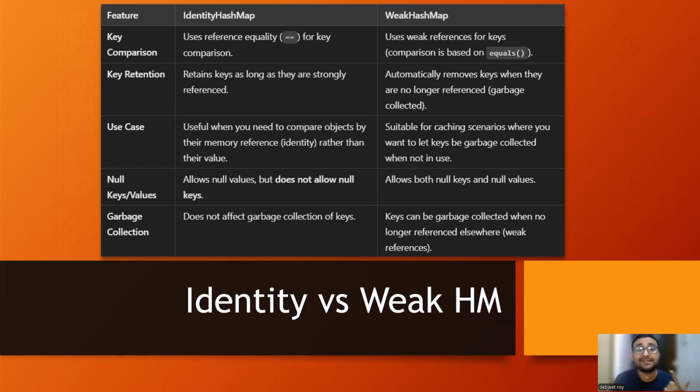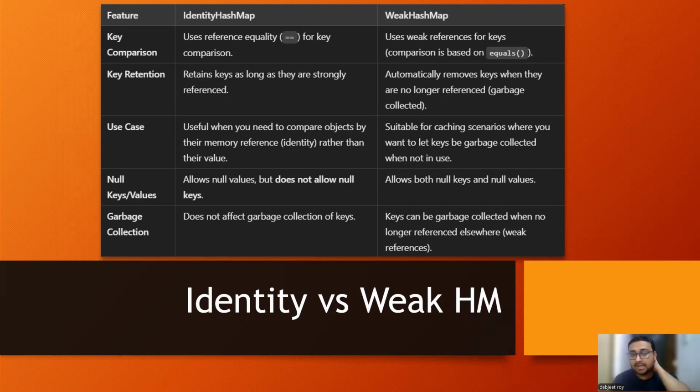Next, identity hash map retains the key as long as they are referenced. But weak hash map automatically removes the key when it is no longer referenced by any other object. So the garbage collector will come and remove that object from the heap if nobody is pointing to it. That is what makes weak hash map important. If you want the garbage collector to remove that object, then you should go for weak hash map. But if it's not mandatory for objects to be removed by the garbage collector, then go for identity hash map. It all depends upon our requirements.